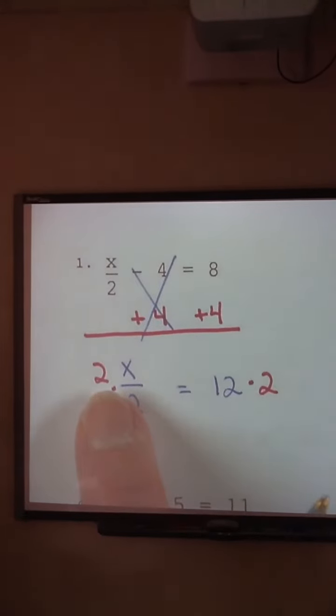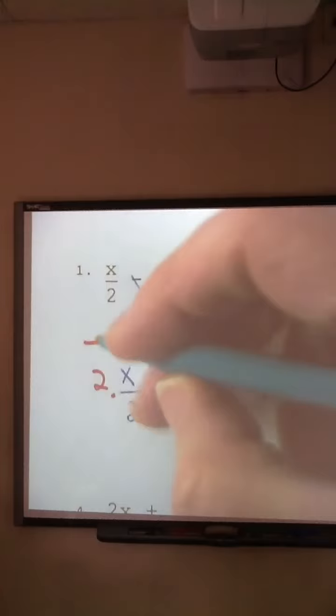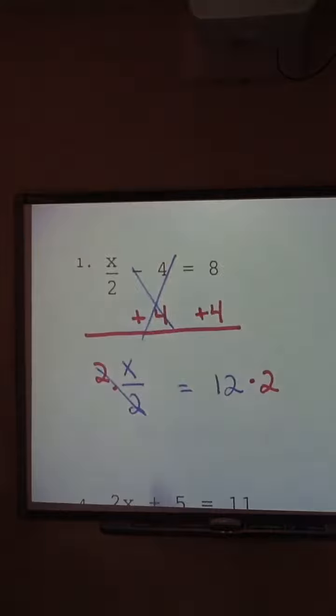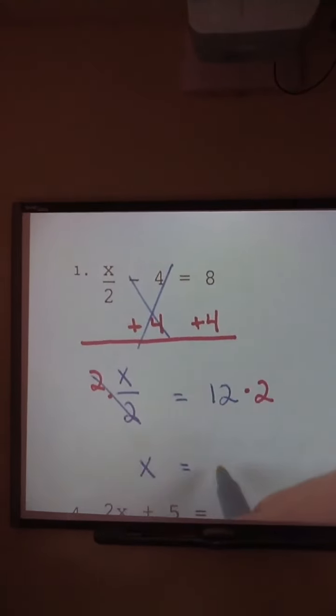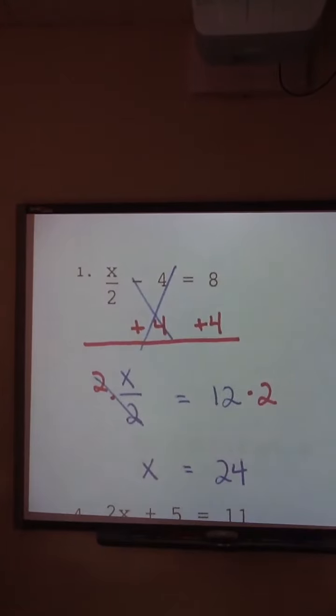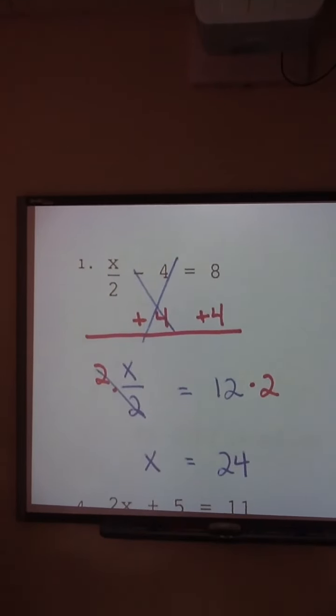The multiplication by 2 and the division by 2 eliminate each other from the problem, leaving us with the x, and then the 12 times 2 is 24. So 24 would be the solution to that equation.